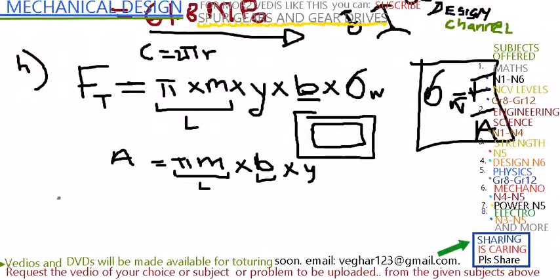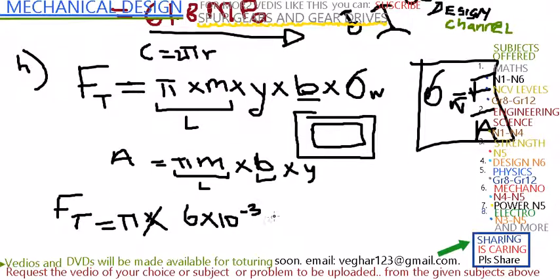So calculating the tangential force, you have to say pi multiplied by m. m is the module, a module which is 6. Can we convert? Yes, we have to convert. So you can say 6 times 10 to the power of -3, because a millimeter is 10 to the power of -3.